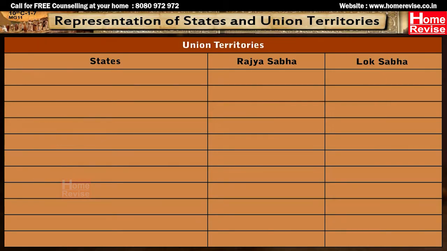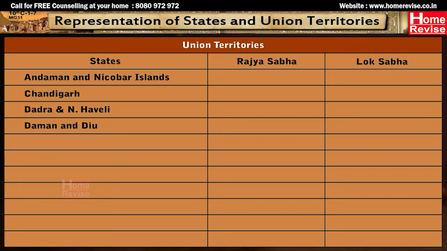And now the Union Territories. Andaman and Nicobar Islands, Chandigarh, Dadra and Nagar Haveli, Daman and Diu, and Lakshadweep do not have any members in Rajya Sabha and have 1 member each in the Lok Sabha. Delhi has 3 members in the Rajya Sabha and 7 in the Lok Sabha, and Puducherry has 1 member each in Rajya Sabha and Lok Sabha.